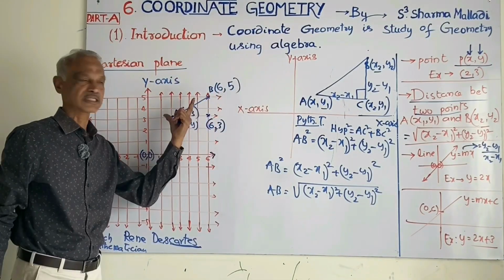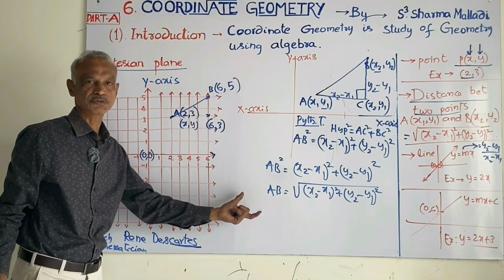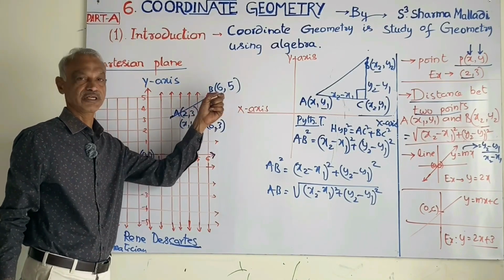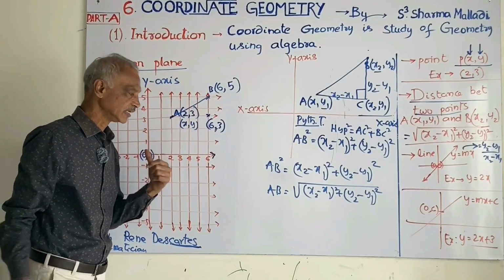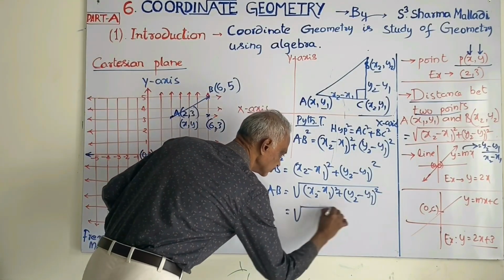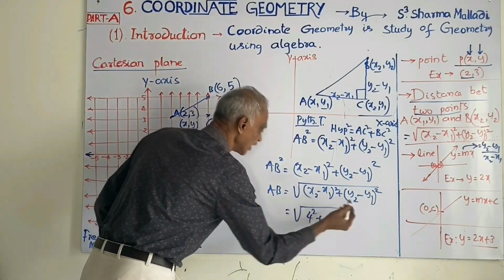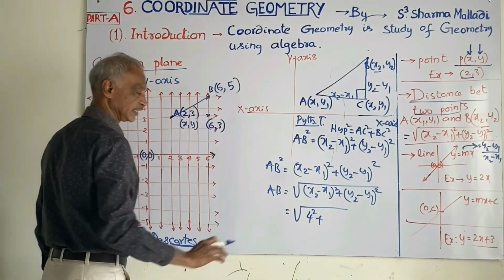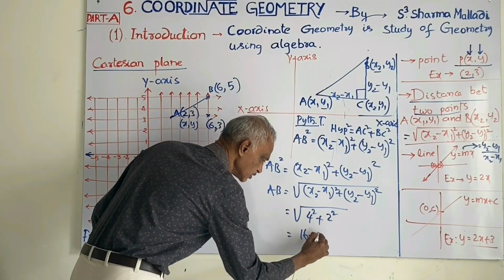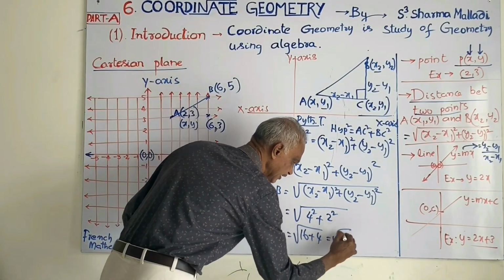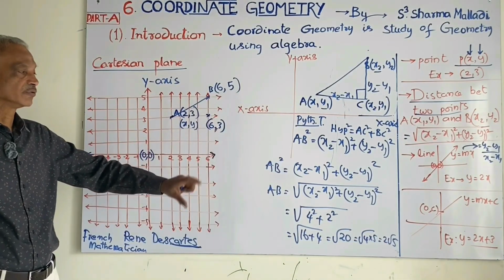Now we can find out the distance between A and B when the points are given as 2, 3 and 6, 5. Directly we can substitute the values of x1, y1 and x2, y2, and we can find out the distance between A and B. We got 2 root 5. Like that we get the root of x2, meaning 6 minus 2, 4 square, plus y2, what is y2? 5 minus 3, meaning 2 square. 4 square means 16 plus 2 square means 4. You get root 20, which can be written as 4 into 5, so it can be written as 2 root 5. We got the same answer.